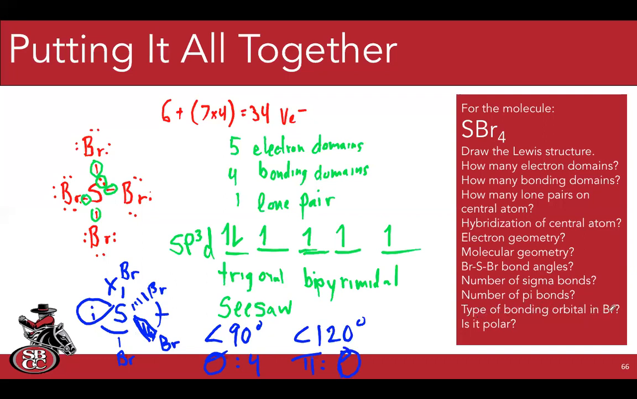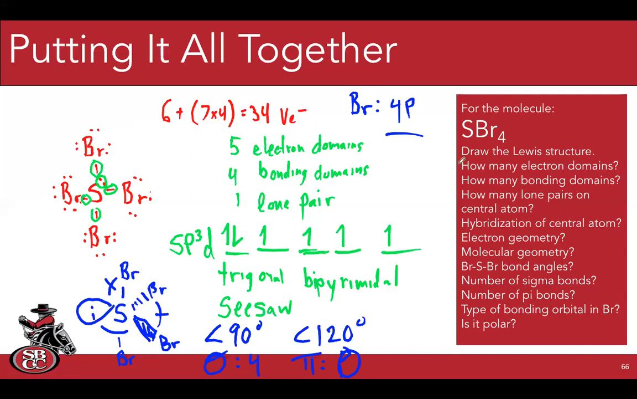Okay, and then lastly, oh wait, no, 2 more. Type of bonding orbital in bromine. Well, bromine doesn't have to hybridize. It's only making 1 bond. There's no need to make some new equi-energetic bonds. And so bromine is just going to use its free electron. Bromine has 1 p electron in its 4p orbital, so it's going to bond simply with its 4p orbital electron. The center atom sulfur will have these hybridized orbitals.